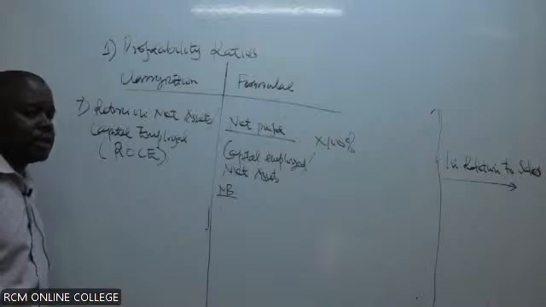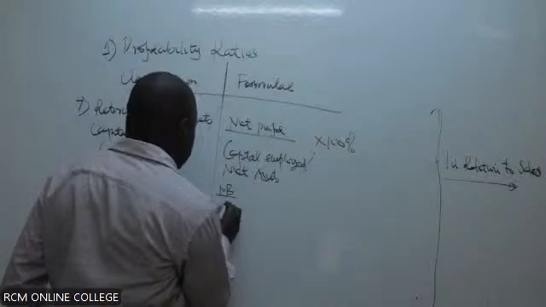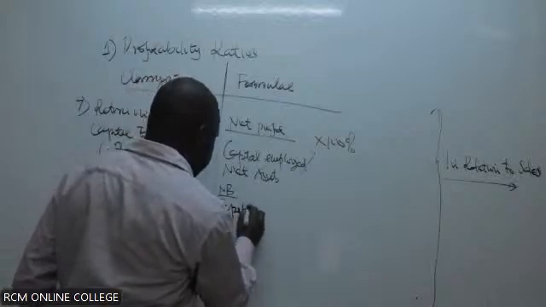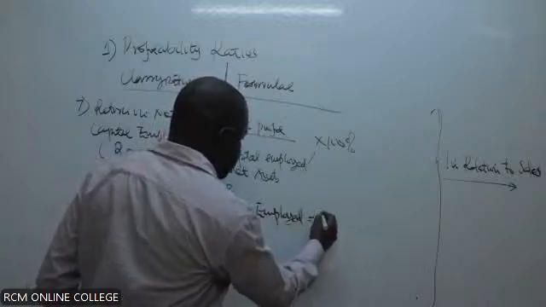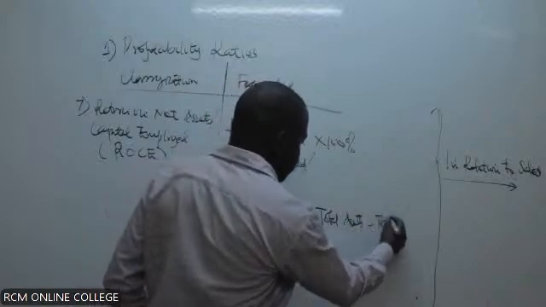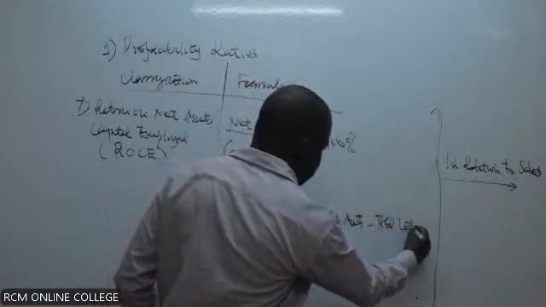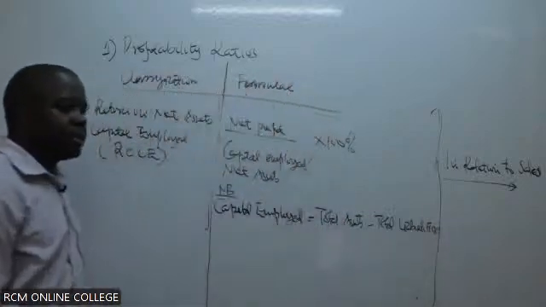I can see Elkana says total net assets minus current liabilities. So capital employed is equal to the total assets minus total liabilities. The total assets minus total liabilities, that is the capital employed.